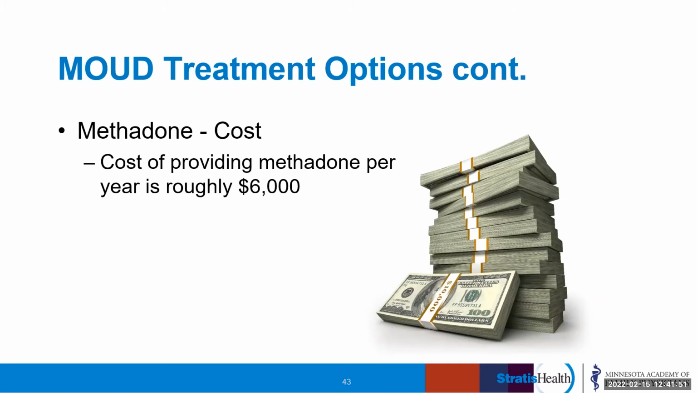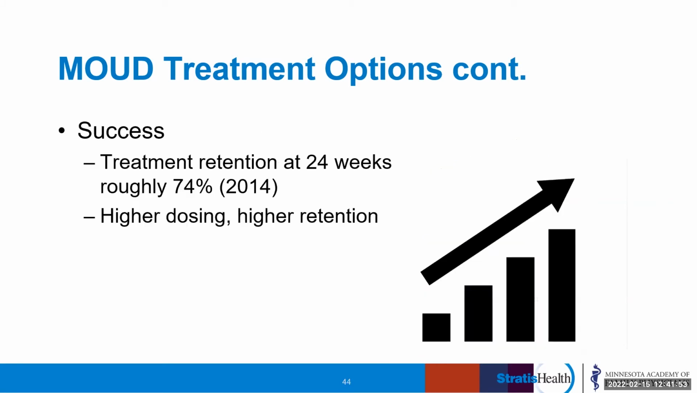I think it'd be interesting to see how all of these things compare. How about success? Well, there have been some studies done in the last 5 years that have shown that if you look at 6 months, roughly you're getting 70 to 74% retention in treatment. Suboxone is pretty much in that same grouping, maybe a little bit less.